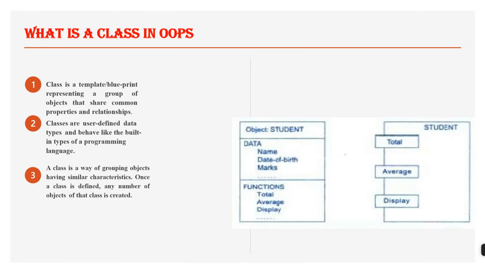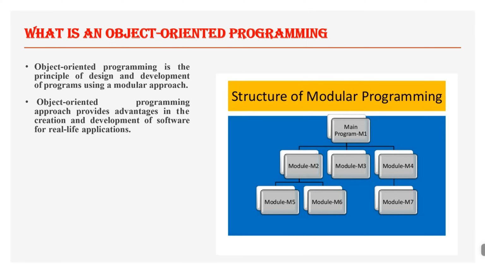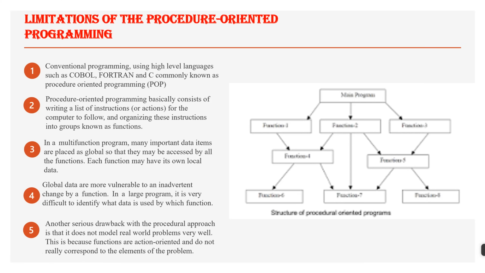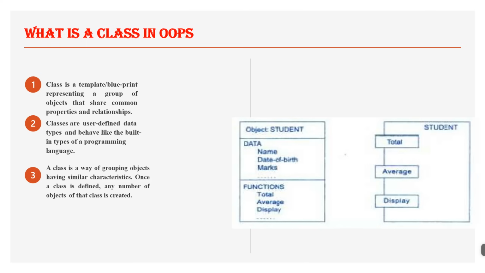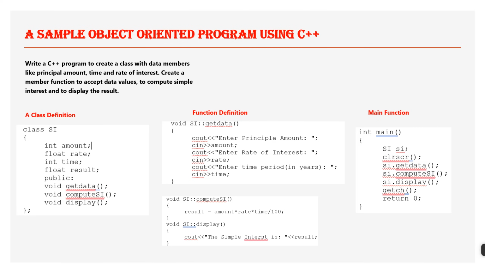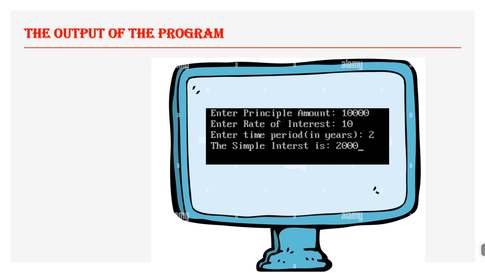So today in this video, I'll go back once again. We have discussed what is an object oriented programming, what are the limitations of procedure oriented programming, then what is object oriented programming, in the sense, what is the meaning of member data and member functions or methods, then what is a class, how it is associated with an object. Then we have taken an example to prove our discussion, and this is the result. So I'll conclude this session here.